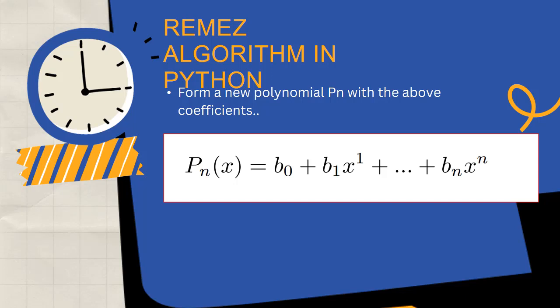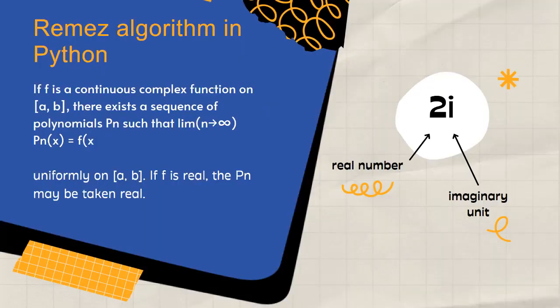Step 5 is to compute the extrema of the error function Pn(x) minus f(x). This will give a new set of control points x0, x1, ..., xn plus 1. Uniformly on the interval [a, b], if f is real, the Pn may be taken.